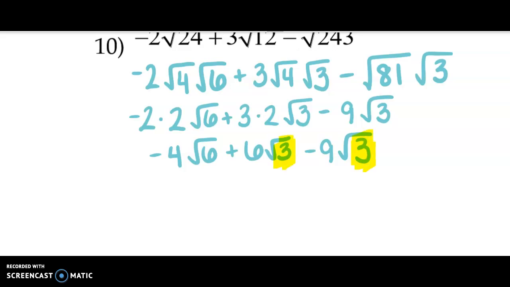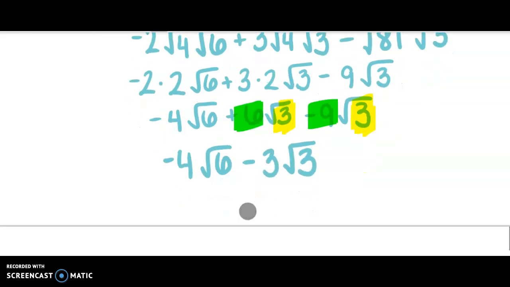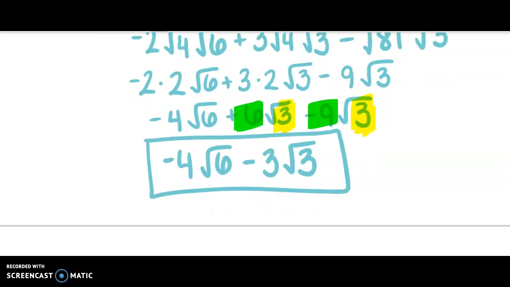The only ones I can combine are these last two because those are the only ones that actually have the number underneath the radical being the same. So this negative 4 root 6 just kind of stays where it is. 6 plus negative 9, or 6 minus 9, is going to be negative 3, so minus 3 root 3. That's as much as I can simplify it, so that would be my final answer.